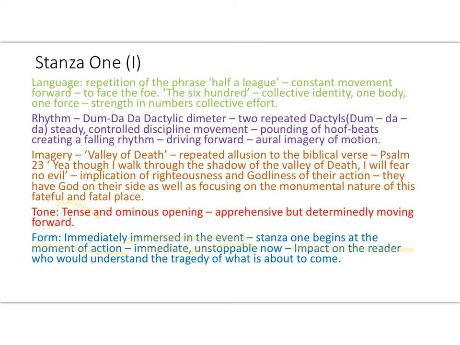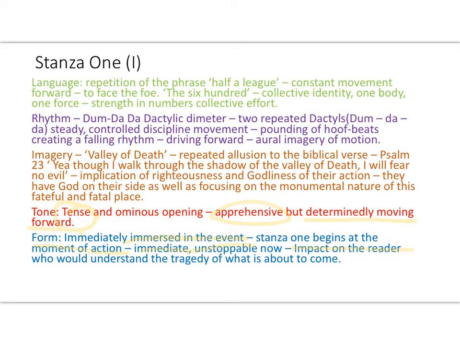So the key thing here in relation to tone is that the tone is tense and ominous. There's a sense of apprehension, but there's also a sense that everyone involved in stanza 1 is determinedly moving forward, moving towards what is tense, moving towards the threat. So even though there is a sense of apprehension, there isn't a sense of fear. People are moving towards it. The language and the imagery work together to allow you, the reader, to understand how that tension and fear is developing. So let's look at the language.